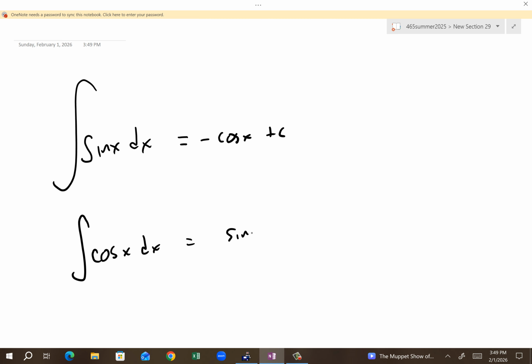What about sine? Who is sine the derivative of? Well, it's the derivative of negative cosine. How do I know that? Well, what's the derivative of negative cosine? The derivative of negative cosine is positive sine. Okay? What's the integral of cosine? The integral of cosine is sine of x, because the derivative of sine is just cosine.